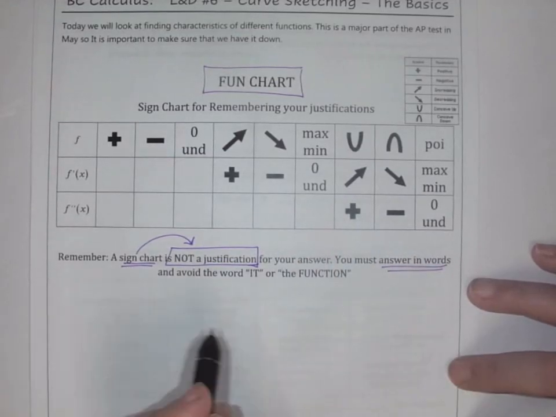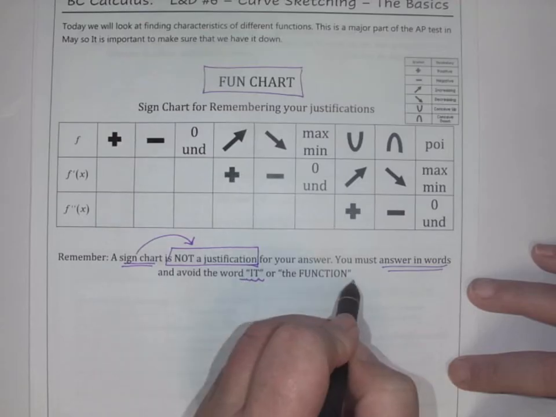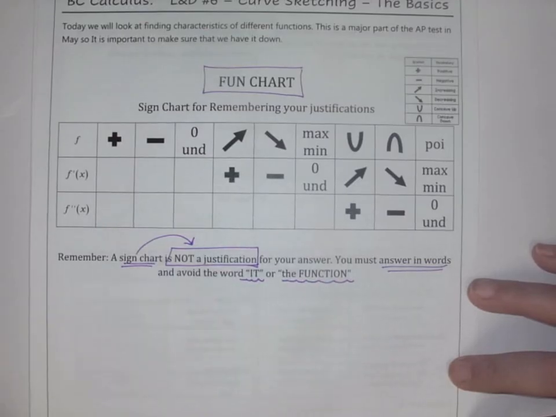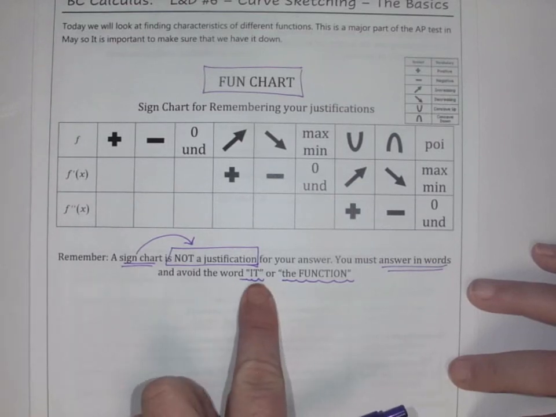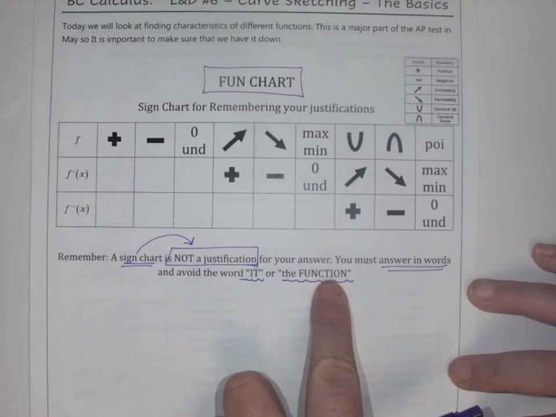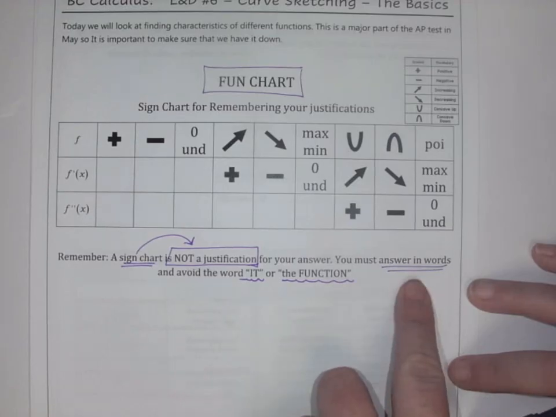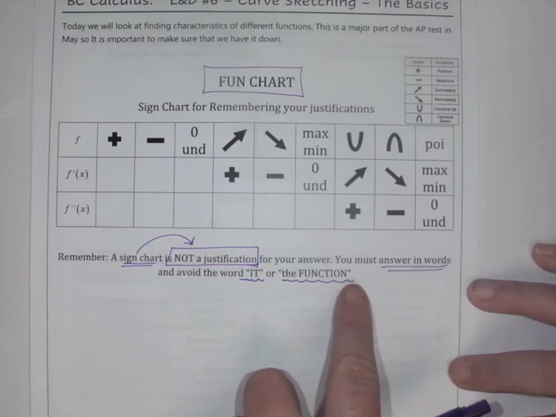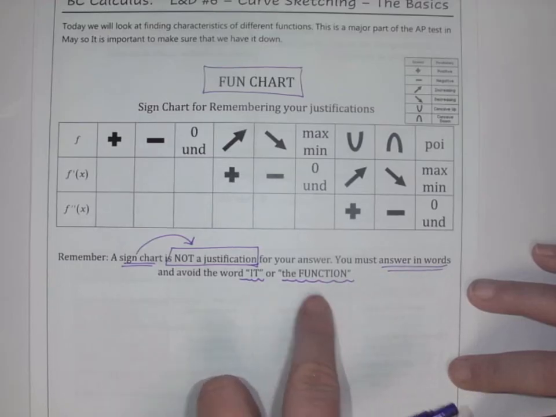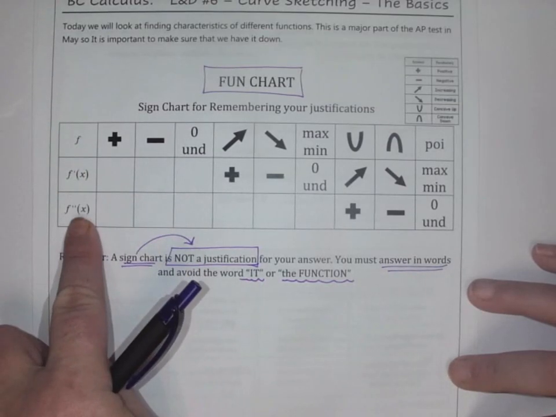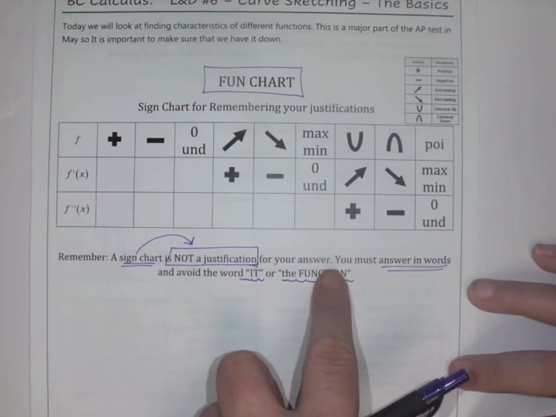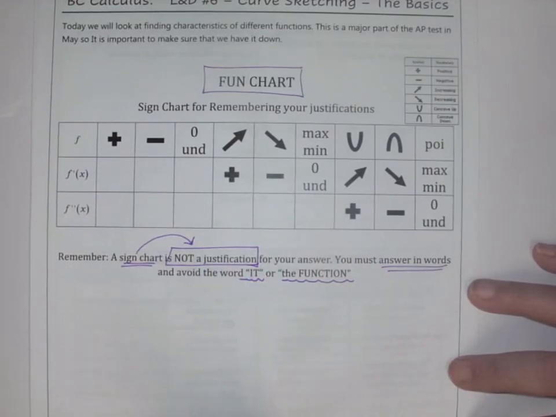And the other thing is, words to avoid are things like "it" and "the function," "the slope," things that are generic. You need to specify what "it" is. You need to specify which function you are talking about. You need to specify the slope of which function, okay? So you can take these words and combine them with a specific function, but without a specific function, they're generic and they won't work. Okay, so let's try some.